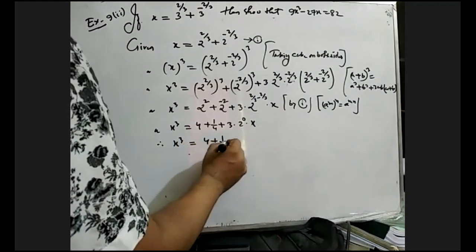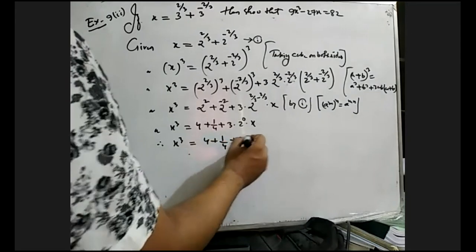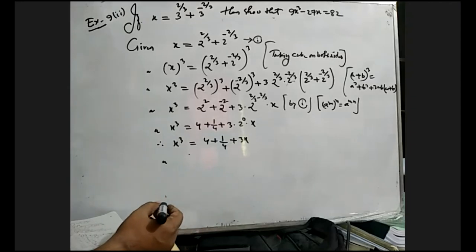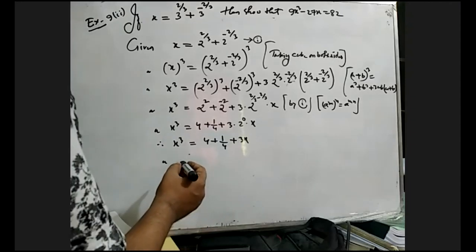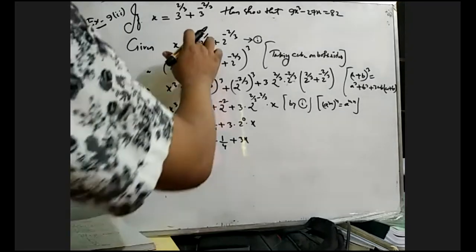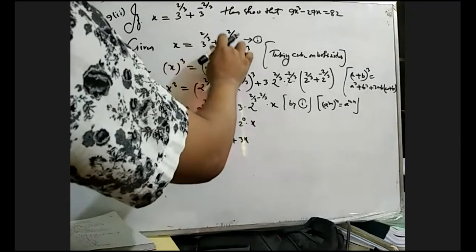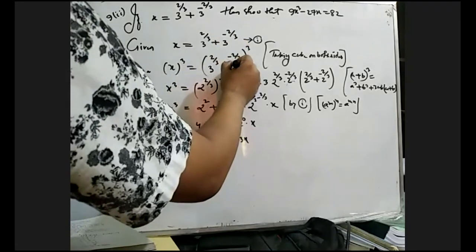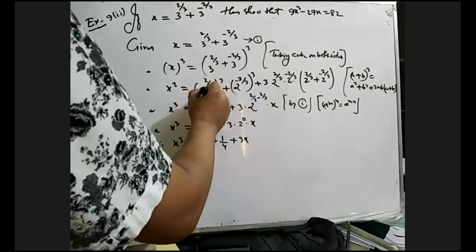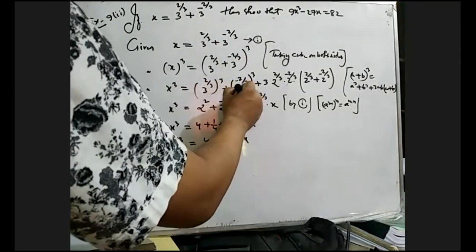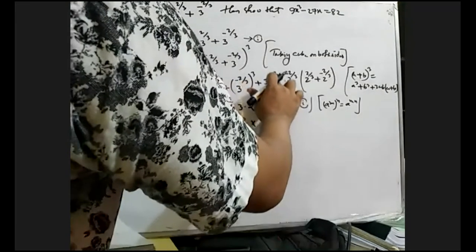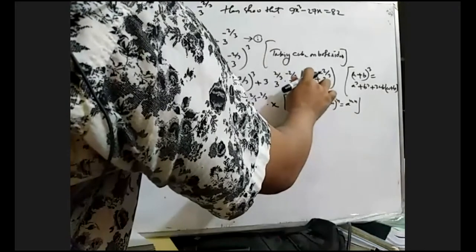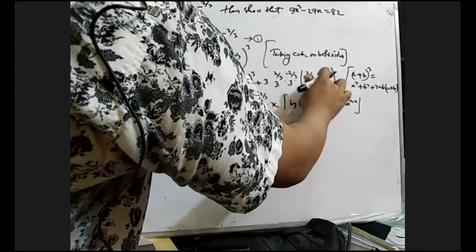Plus 1 by 4 plus thrice x. Sorry, this will be 3 in our given. These all are 3. Remember it. This is not 2. The base is 3. Base will be what? 3.